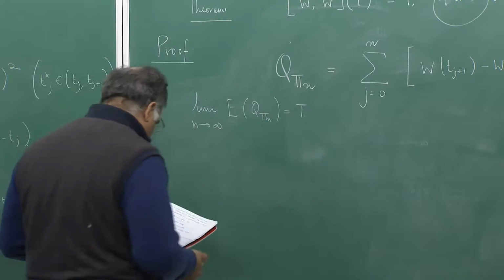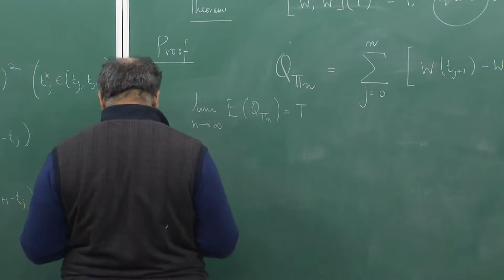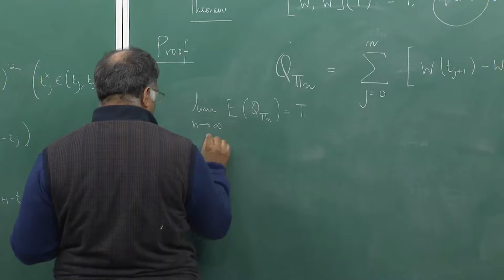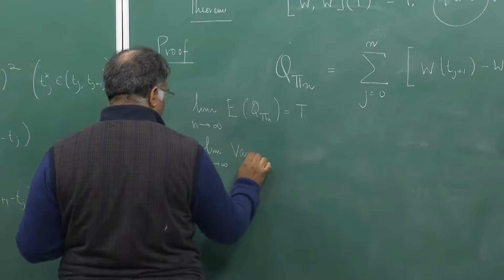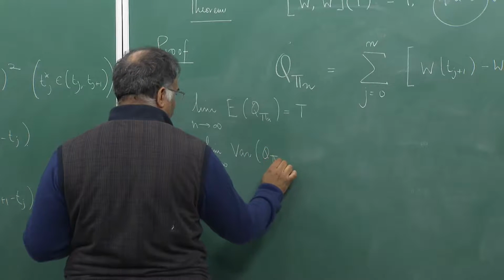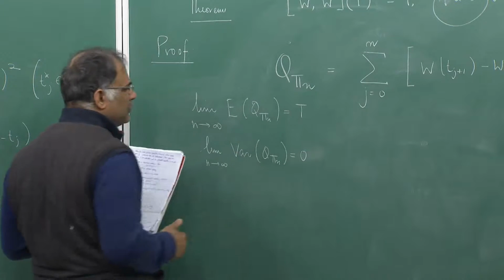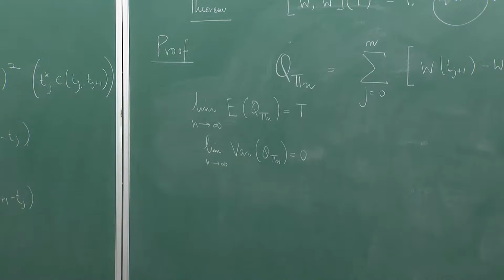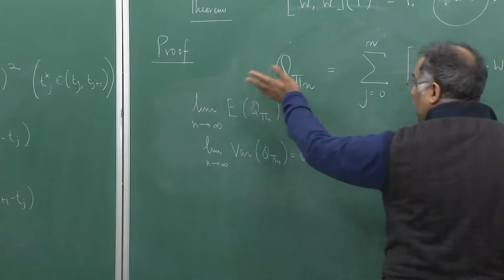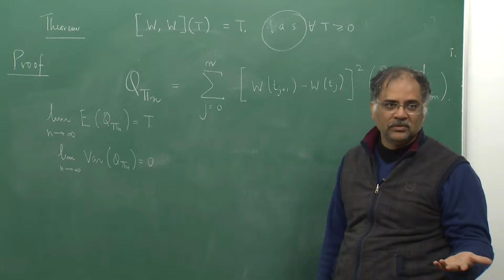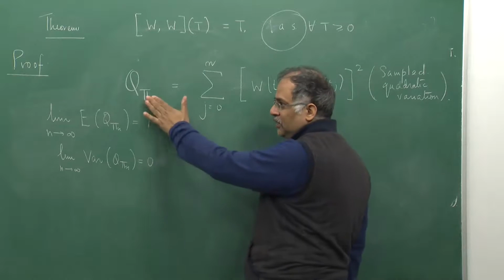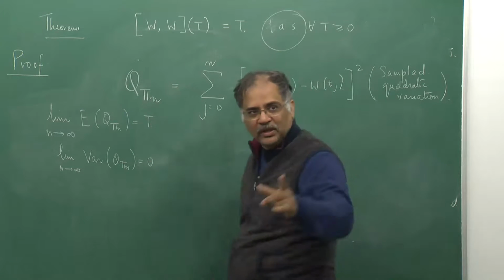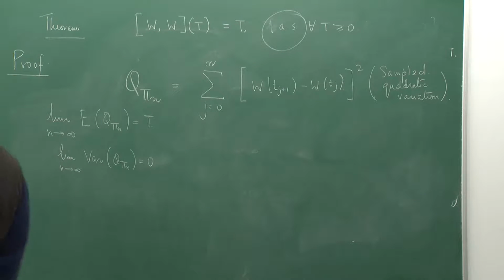This thing will allow us to prove that, and we will prove that the limit as n tends to infinity of the variance of Q_πn is 0. Suppose I have proved this. Basically, what I am saying is that if you average over all the possible paths omega, then you essentially get the value of the quadratic variation. That is the meaning. If you take this and average over all the possible paths, then you get the value of the quadratic variation, which I claim to be t.